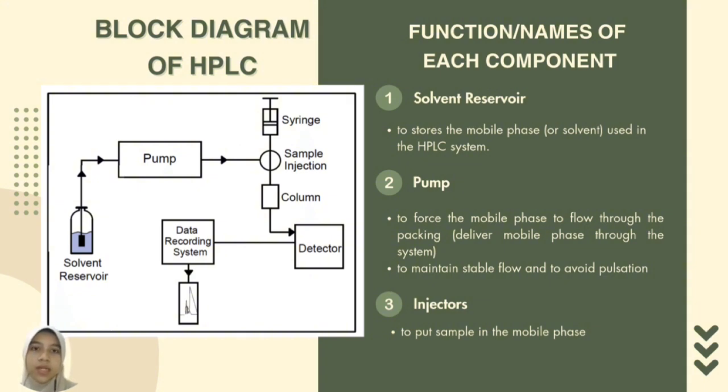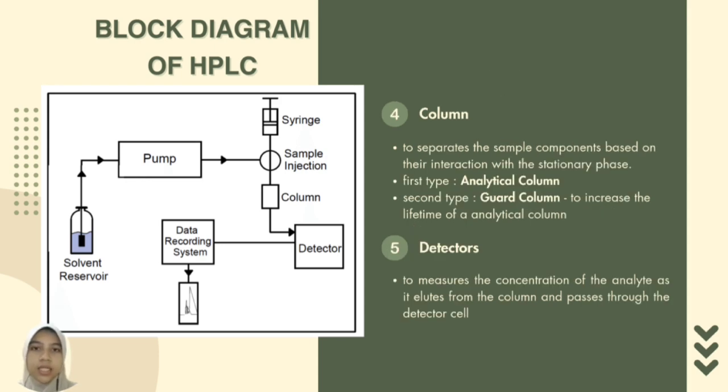Next, I will explain the names and the functions of each component in the HPLC. The first one is the solvent reservoir. The function of the solvent reservoir is to store the mobile phase or solvent used in the HPLC system. The second one is the pump. The function of the pump is to force the mobile phase to flow through the packing. It is also to maintain stable flow and to avoid pulsation. The third one is the injector. The function of the injector is to put the sample in the mobile phase. The next component is the column. The column functions to separate the sample components based on their interaction with the stationary phase.